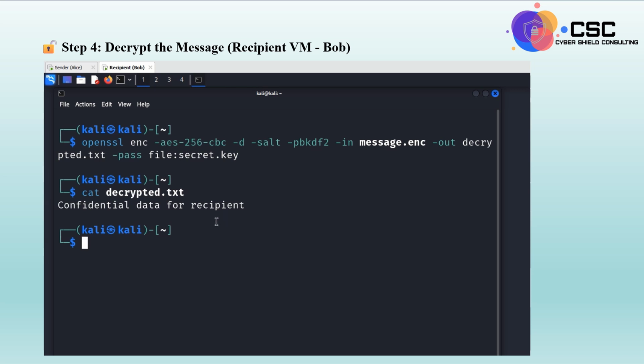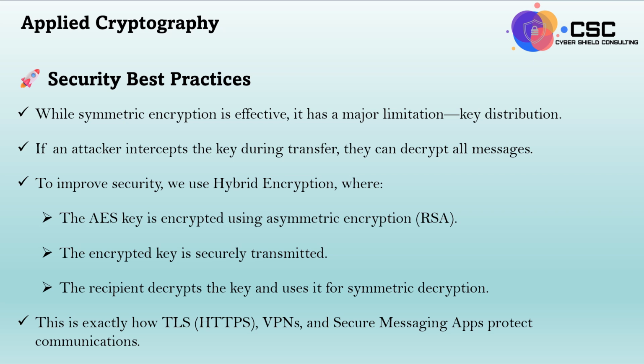So we are able to decrypt the message, confirming that our symmetric encryption and decryption process work perfectly. While symmetric encryption is effective, it has a major limitation, as we discussed in previous videos, the key distribution. If an attacker intercepts the key during the transfer, they can decrypt all messages. To improve security, we use hybrid encryption, where the advanced encryption standard key is encrypted using asymmetric encryption like RSA. The encrypted key is securely transmitted, and the recipient decrypts the key and uses it for symmetric decryption. This is exactly how TLS, HTTPS, VPNs, and secure messaging apps protect communications.